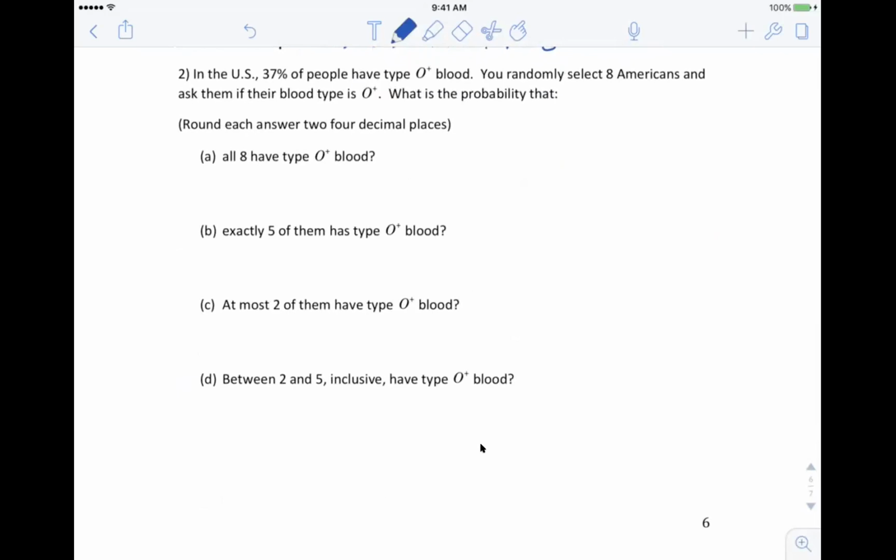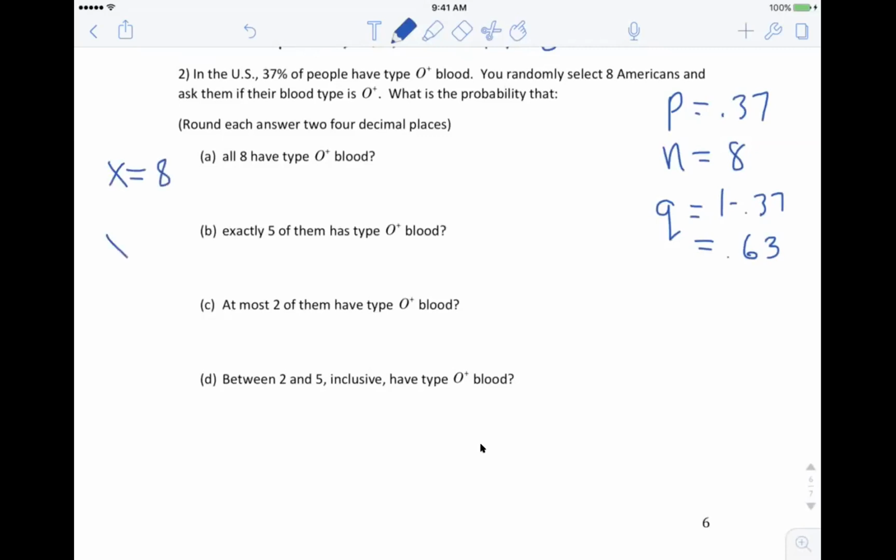What I would do is jot down the p, which is that first thing, 0.37, right? You randomly select 8 Americans, that's the n, right? We'll need a q. q is 1 minus p. What's that, 0.63? And then x always comes from the question. So on this one, x equals 8, all 8.